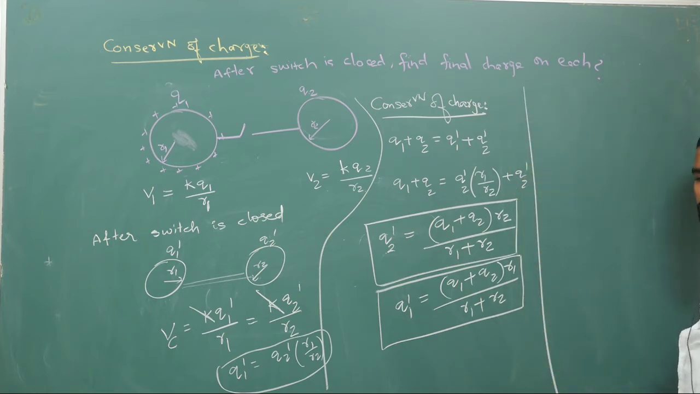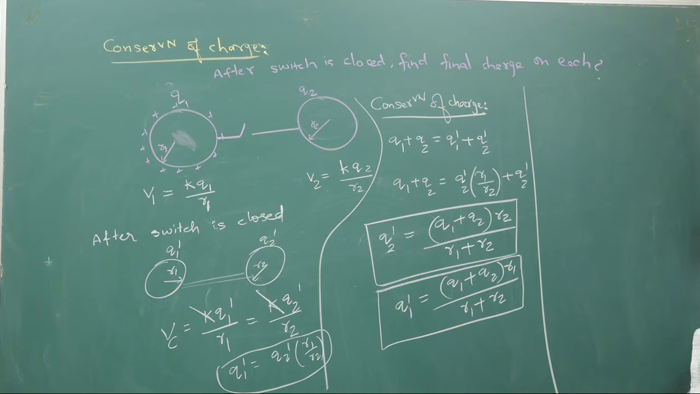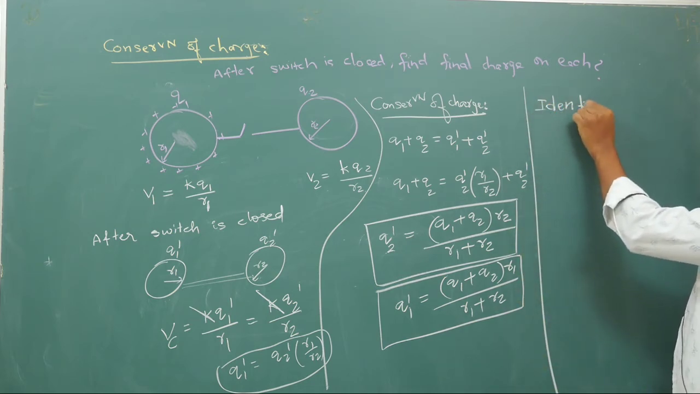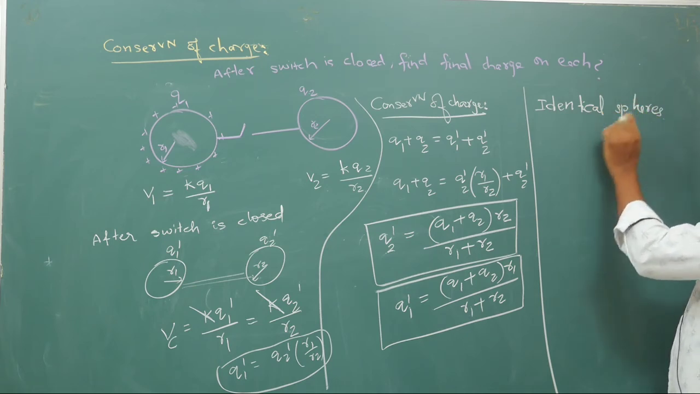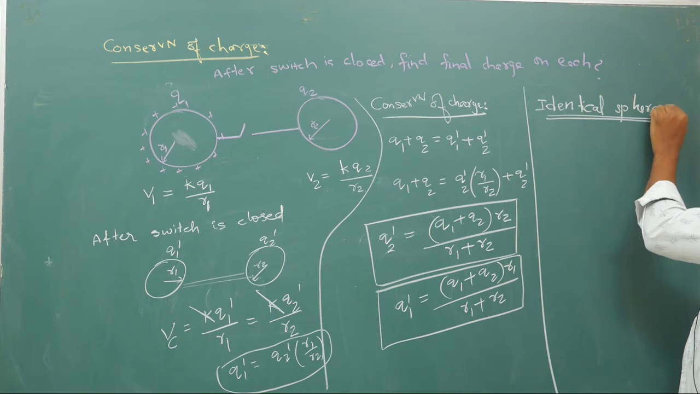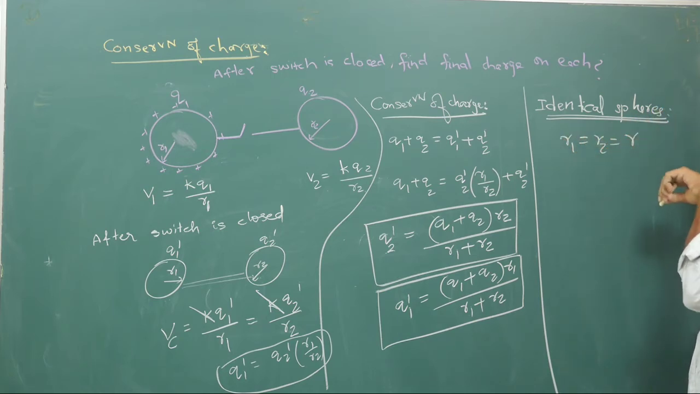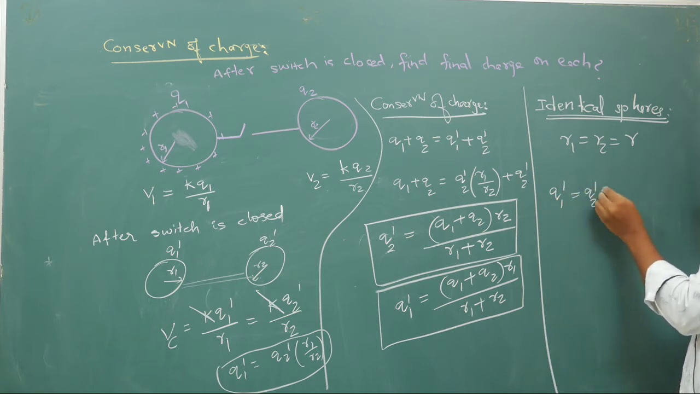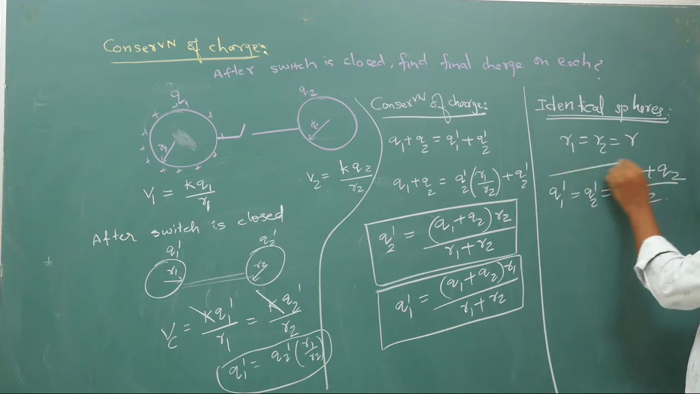Now in this chapter, without mentioning the radius, he will just simply give identical spheres or identical shells, something like that. If you are using this word identical spheres or shells, obviously r1 and r2 will be equal, so that will become r. So your q1 dash and q2 dash will be the total charge by 2, q1 plus q2 by 2.